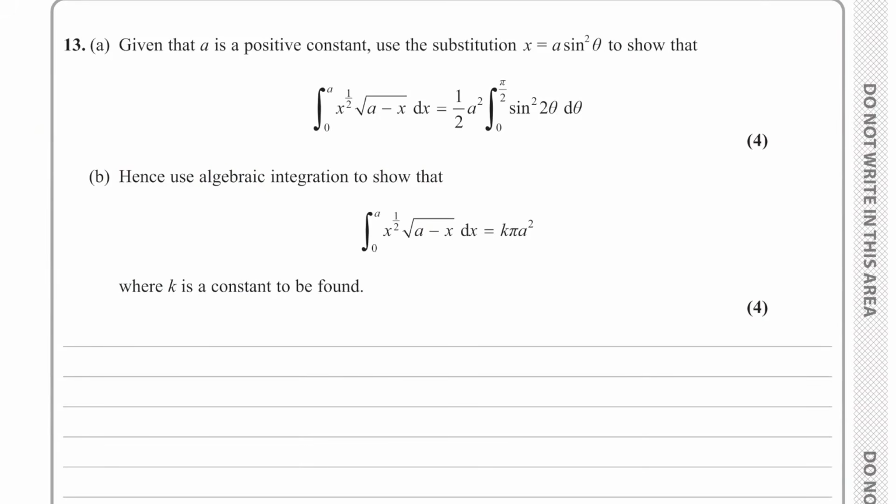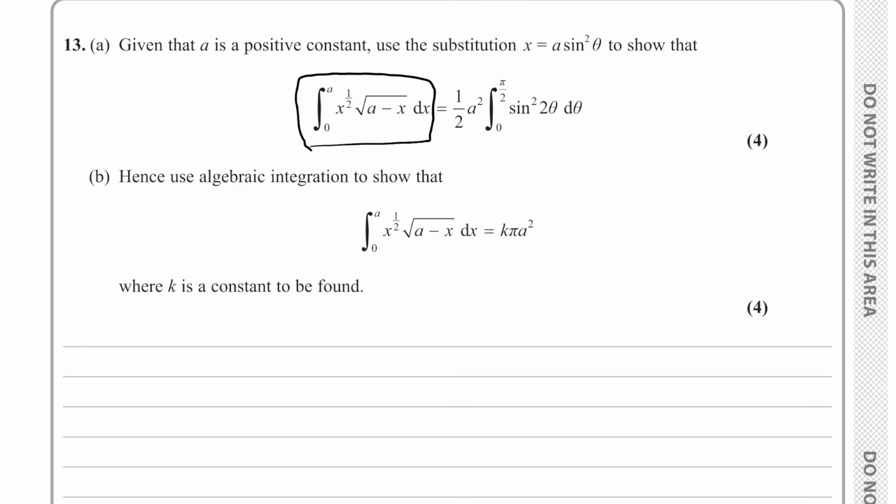Question 13. Given that a is a positive constant, use the substitution x equals a sine squared theta to show that... So we're starting with the integral between a and 0 of x to the power of a half times square root of a minus x with respect to x. We're substituting something in for x, and we need to get to half a squared times the integral between pi over 2 and 0 of sine squared 2 theta with respect to theta.